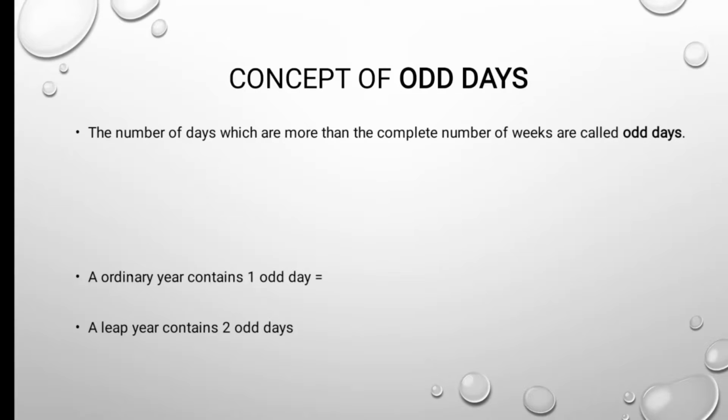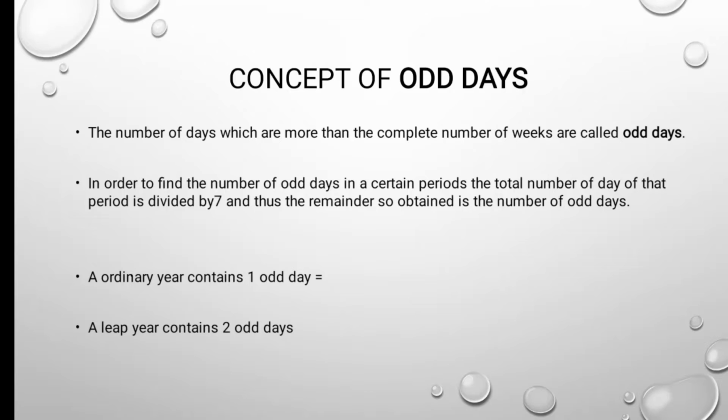The number of days which are more than a complete week, that is when the number of days are divided by 7, whatever the remainder is, that is what we were using. It is basically the concept of odd days. So in order to find the number of odd days, you have to divide that number of days by 7 and find the remainder. So let's say we are talking about 1 year. It has one odd day.